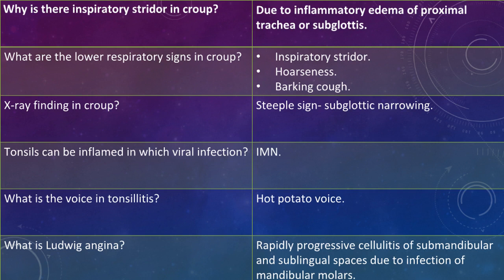Tonsils can be inflamed in which viral infection? IMN. What is the voice in tonsillitis? Hot potato voice. What is Ludwig angina? Rapidly progressive cellulitis of submandibular and sublingual spaces due to infection of mandibular molars.